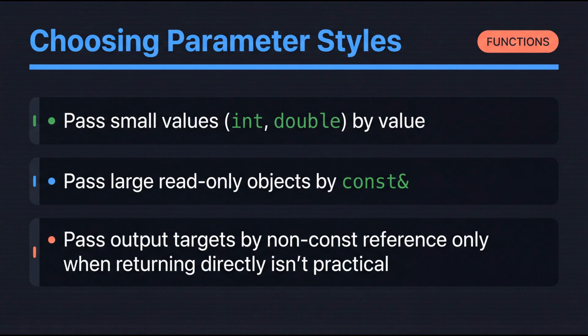Third, pass output targets by non-const reference, only when returning a value directly isn't practical. In most cases, just return the value. These 3 rules cover the vast majority of beginner function signatures. As you advance, you'll learn about move semantics and smart pointers, but these defaults will serve you well for now.